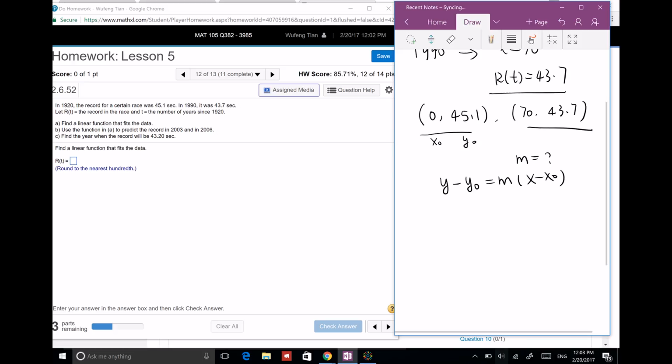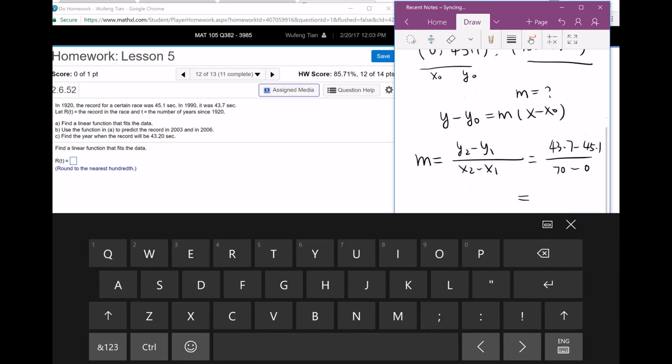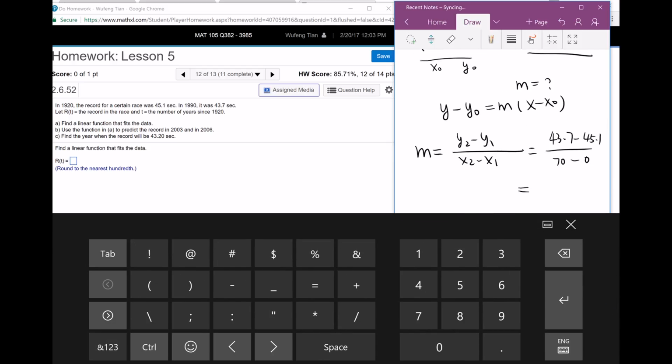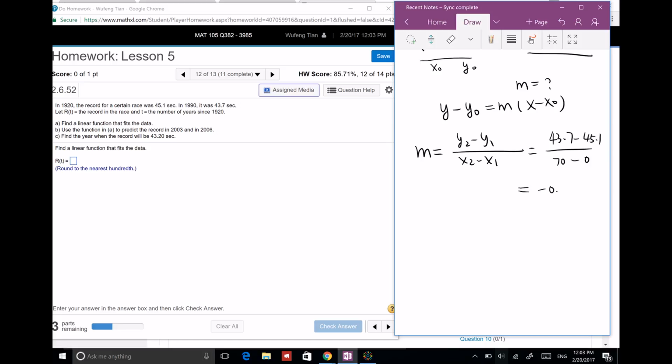We don't know what the slope is. Now, we can use the slope formula: m equals y2 minus y1 over x2 minus x1. So this equals 43.7 minus 45.1 over 70 minus 0. Let me use the calculator. 43.7 minus 45.1, divided by 70, equals negative 0.02. So now I got my slope.